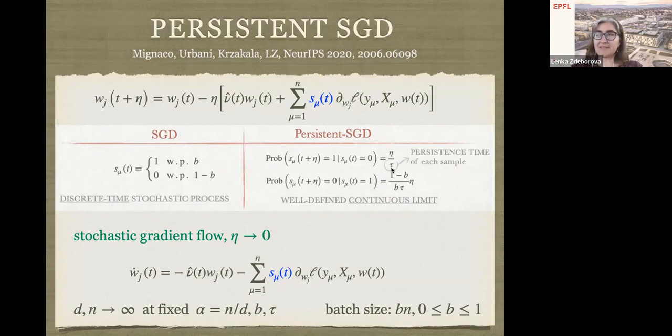If the persistence time is large, or somewhat not close to zero, then every sample stays in the mini batch for some time, and then it goes away, and then it comes back, and it stays also for some time. It persists there for some time. And this is a version of stochasticity, that changes a little bit, of which the flow limit is non-trivial.